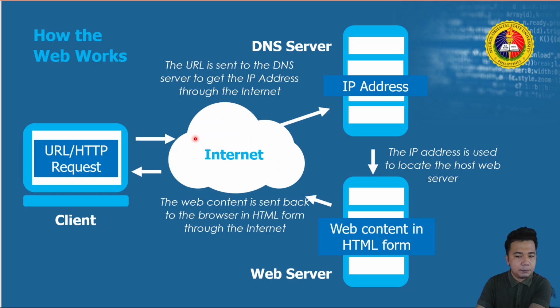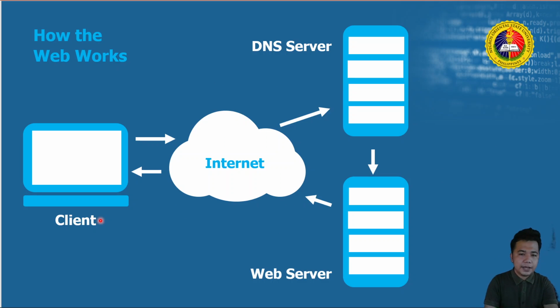The URL is passed onto the domain name system server or the DNS server to get the IP address. The DNS server locates the assigned IP address for the URL, and once the IP address is acquired, the browser uses it to locate the host server. Then the server processes the request and sends back the requested contents to the client or to the browser in HTML form.